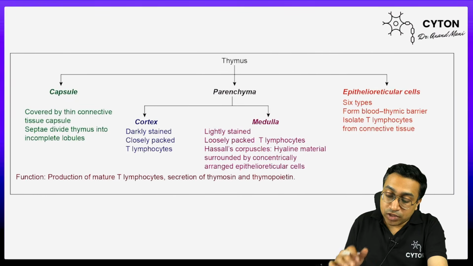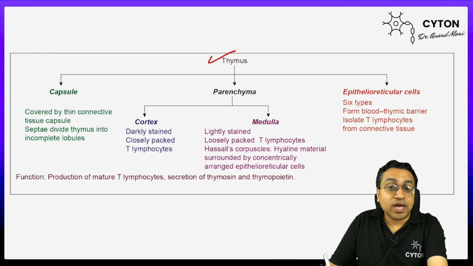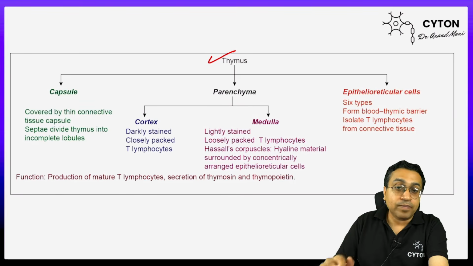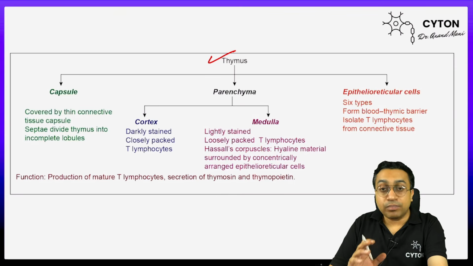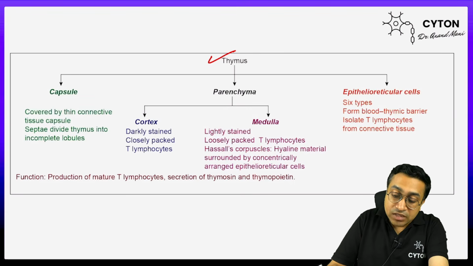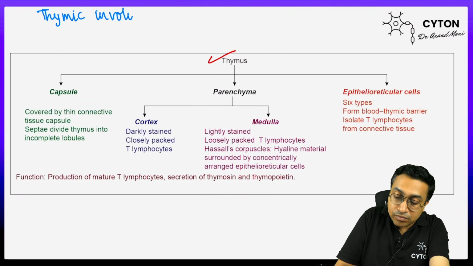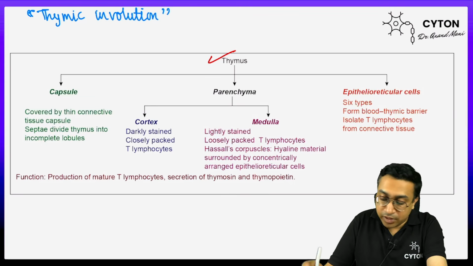Then we come on to the thymus. Thymus and bone marrow are the primary lymphoid organs, if you remember. The thymus continues to grow from birth till puberty and then undergoes gradual atrophy, which is known as thymic involution. You will read about this later also.